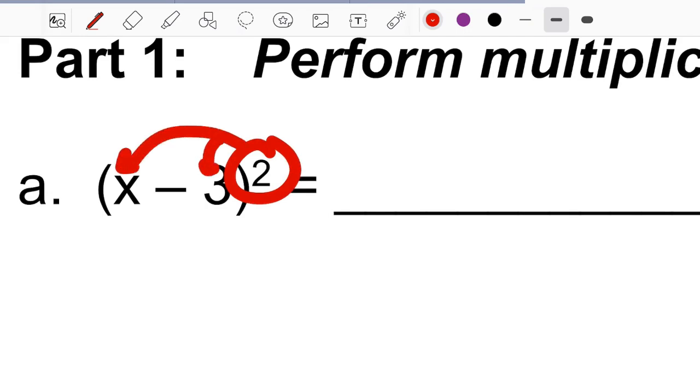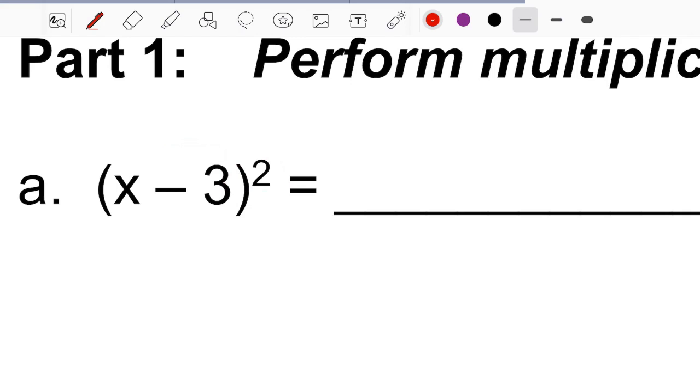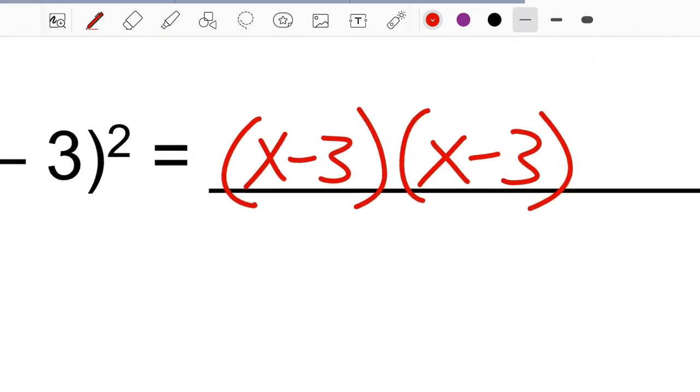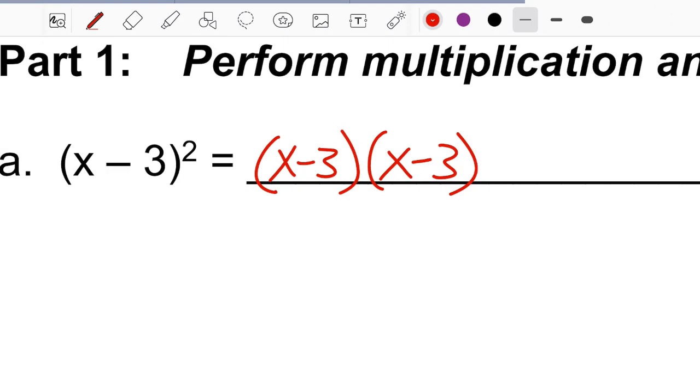Uh-oh, were you thinking of distributing the square? Yeah, that's not a good idea. That's actually a math teacher's nightmare. Instead, you want to interpret the square as simply x minus 3 times x minus 3. You want to interpret that as a multiplication problem, because then we can actually do this multiplication.